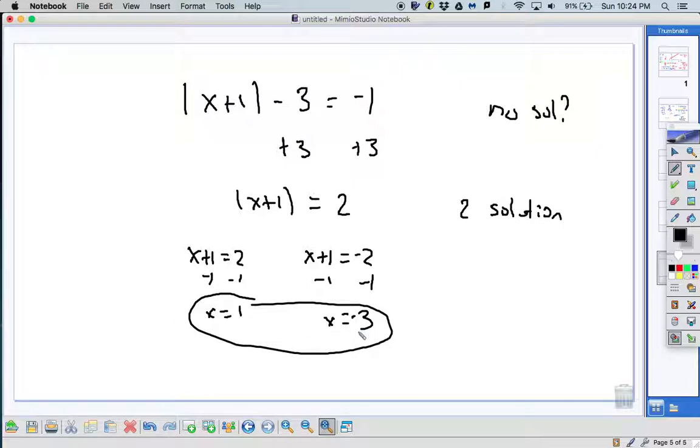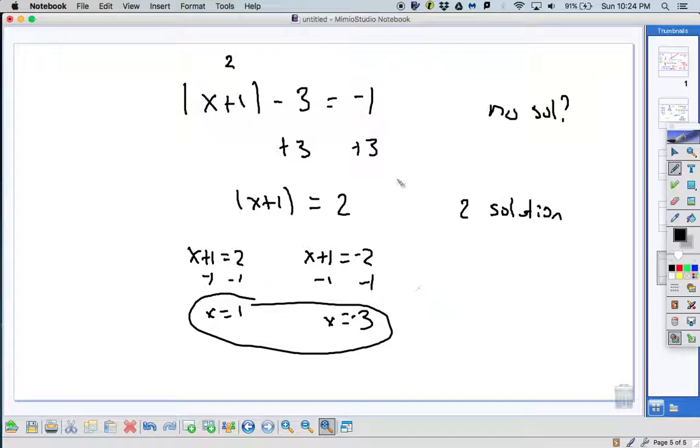And of course, if you ever want to check one of these, you can always plug it back in. Let's try 1. You get 1 plus 1 is 2. Absolute value of 2 is 2. And 2 minus 3 is negative 1. And if we try it with negative 3 plus 1 is negative 2. Absolute value of negative 2 is positive 2. And 2 minus 3 is indeed negative 1 again. So both of these work.